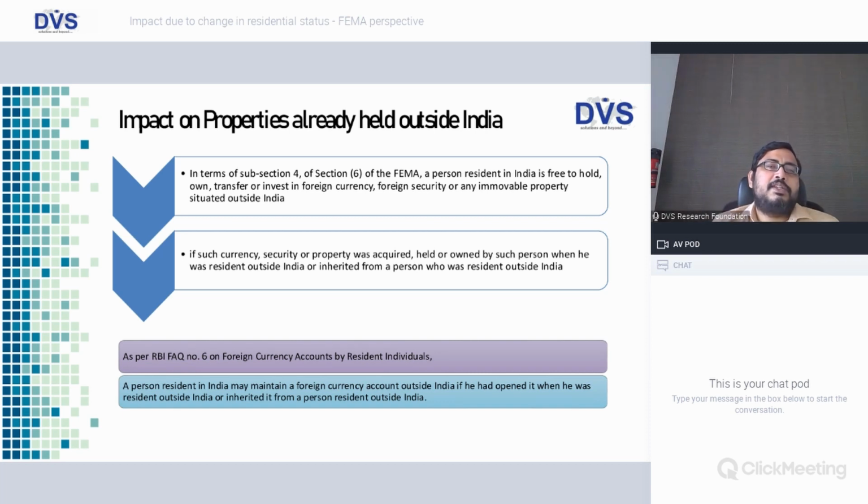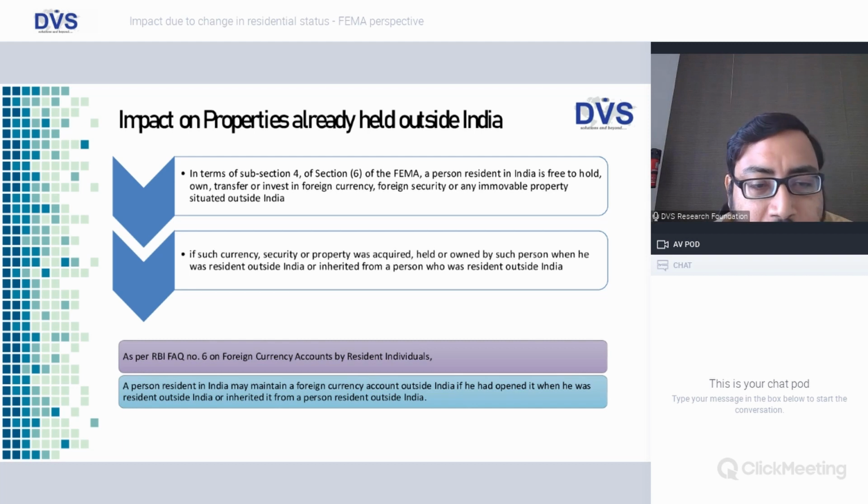So either you have purchased it when you were a non-resident, or you have inherited it from another non-resident, you can still continue to hold those properties outside India. There are no restrictions on that part. So even after becoming a resident, you can continue to hold the properties.